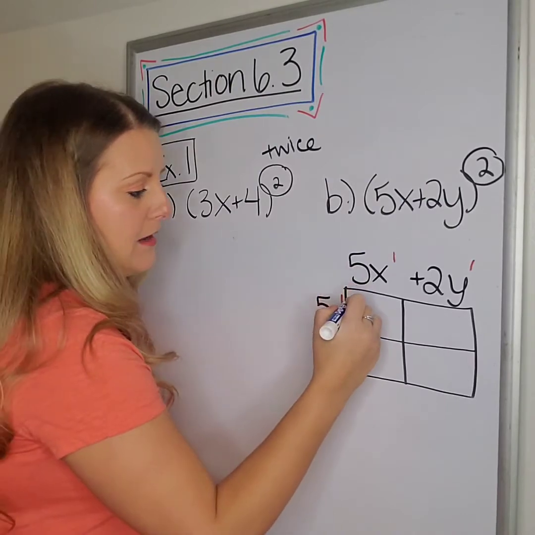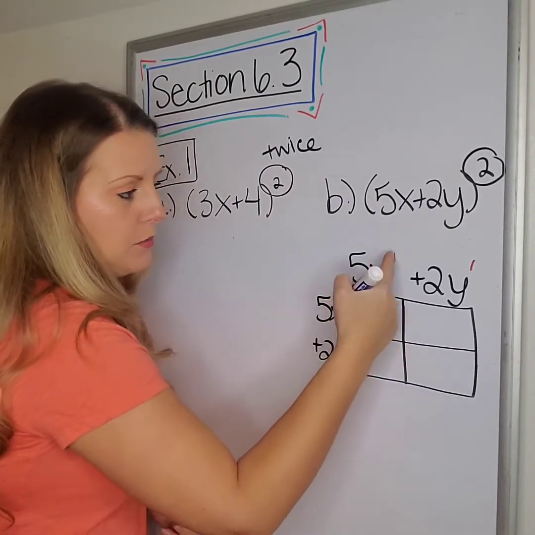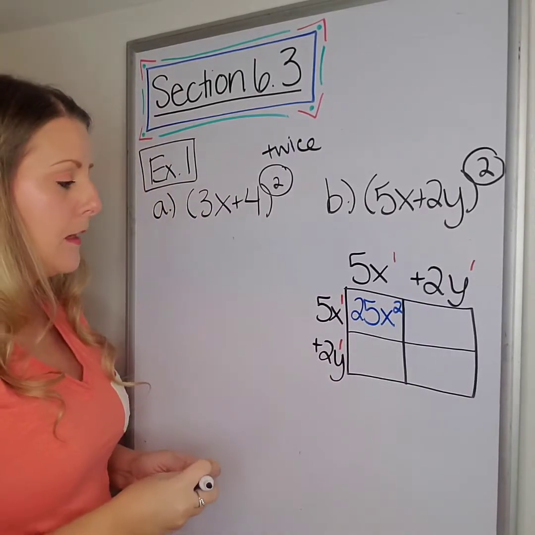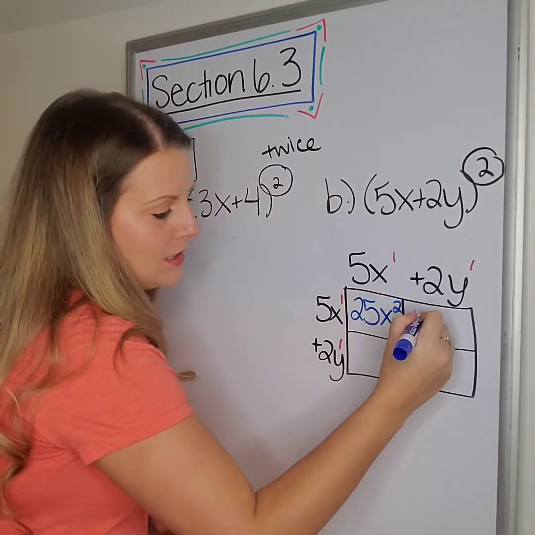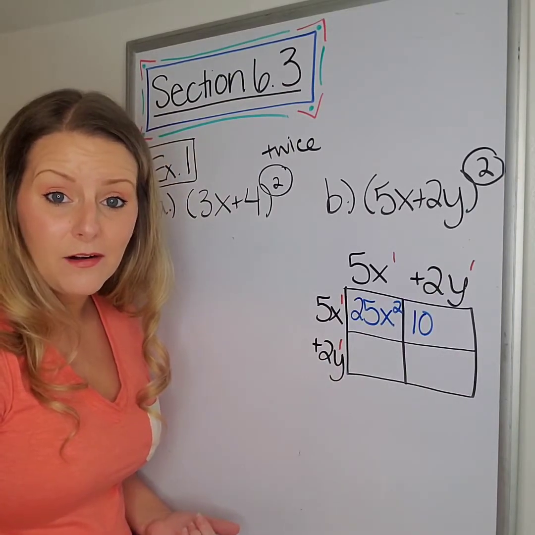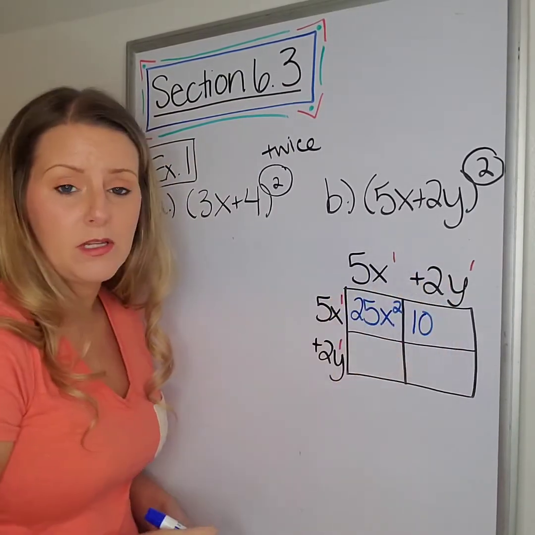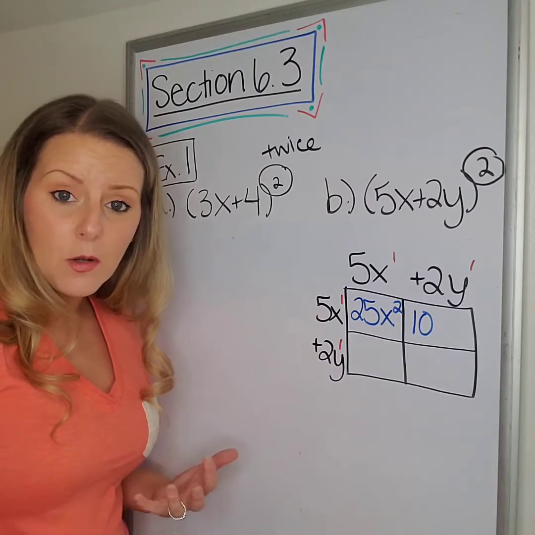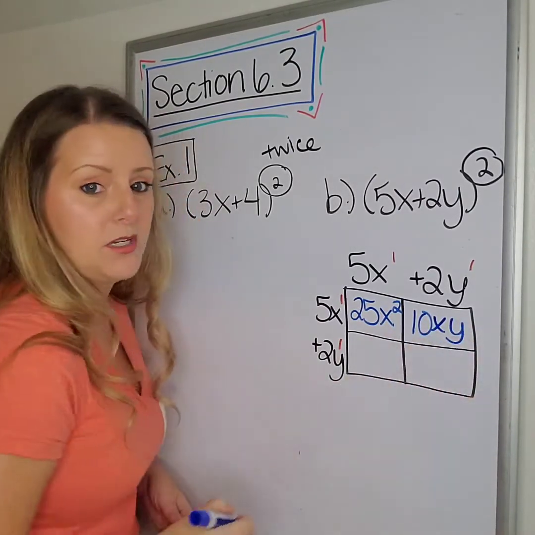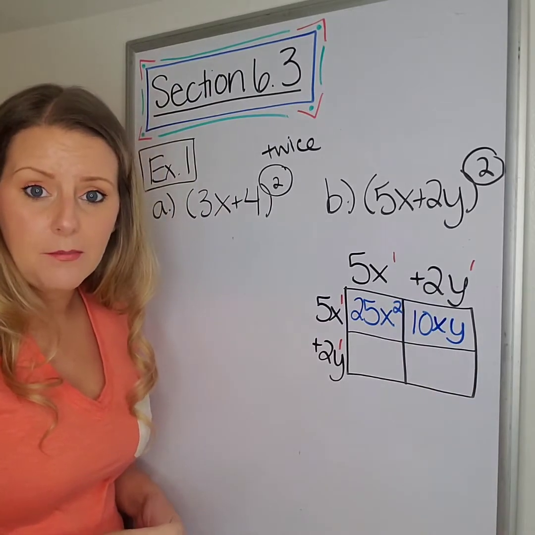5 times 5 is 25. 1 plus 1 is 2, or x times x is x squared. 5 times 2 is 10, and it's an x and a y. Those aren't the same letter, so we can't add the exponents here because they're different letters. X's go with X's and Y's go with Y's. So we have an X, Y, so we're just going to write it like that, X, Y, keeping it separate.